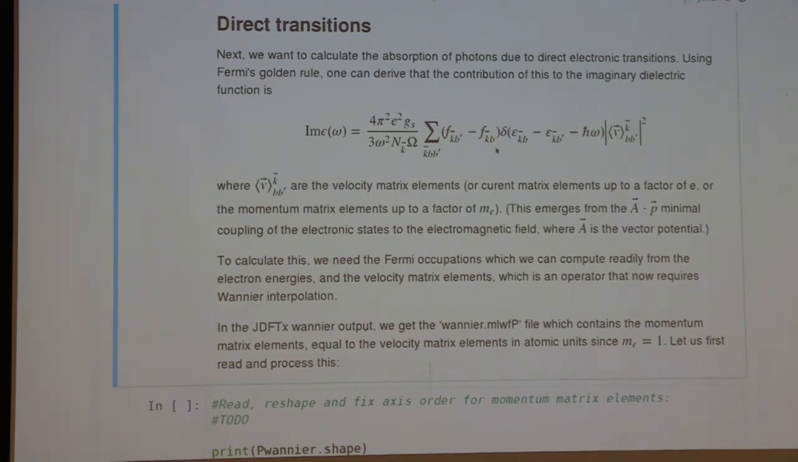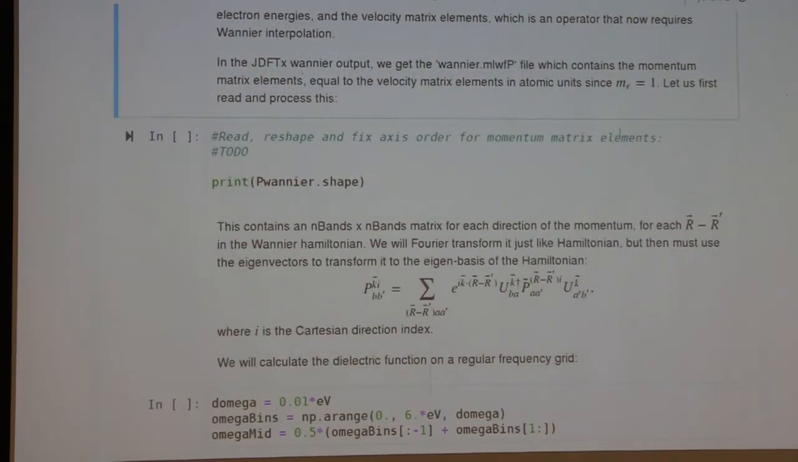Right? So first, we already have the energies, and from the energies we can calculate the Fermi occupations. But what we don't have are the velocity matrix elements. So we need to get that into a form that we can use. And our velocity, since we are working in atomic units, the charge of the electron, mass of the electron, h bar, all of these are 1. So my velocity matrix elements are the same as the momentum matrix elements. So that's what I'm going to read in.